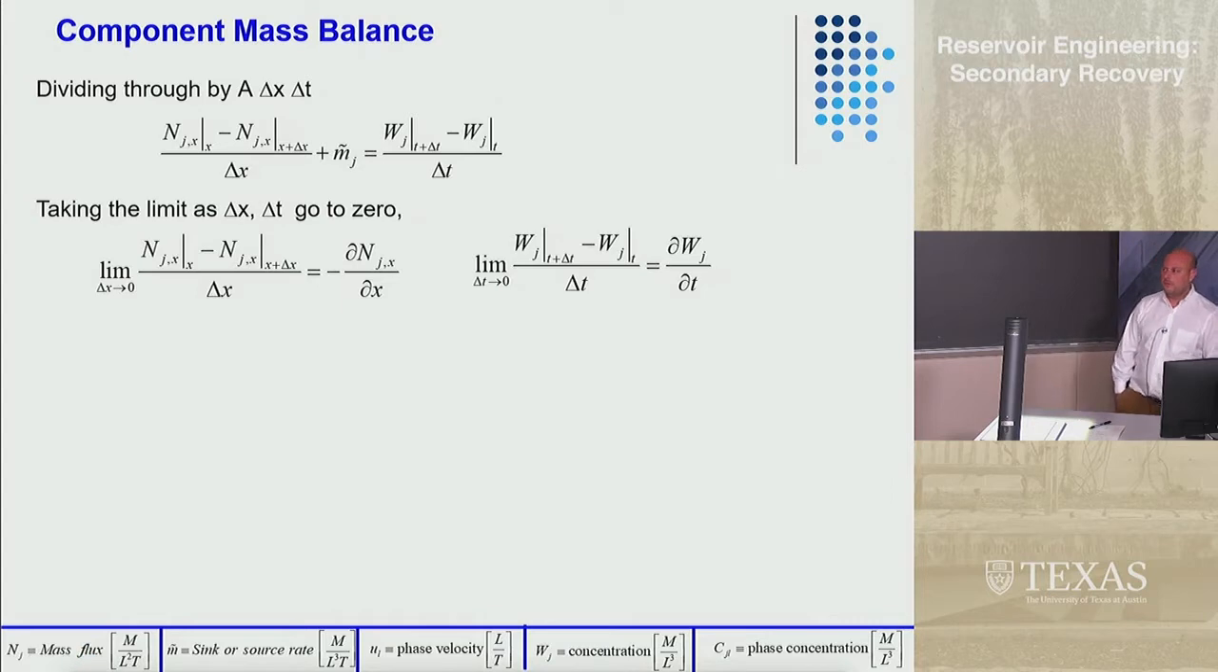Why are they partial derivatives? Well, because these things depend both on space and time. So they depend on more than one variable, both X and T, so you'll have to take a partial derivative there.